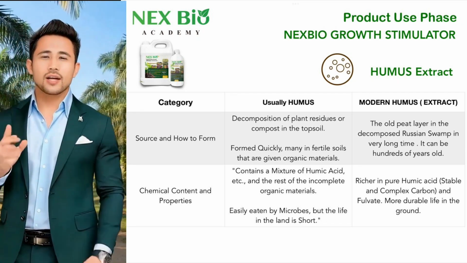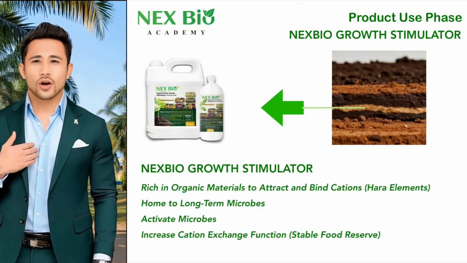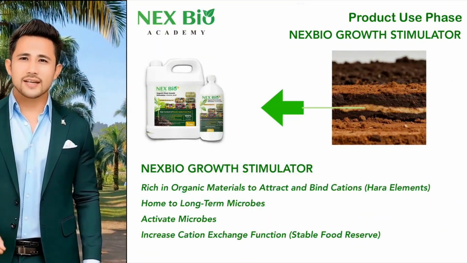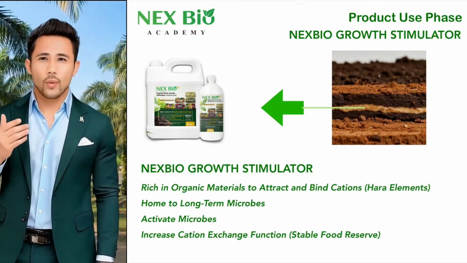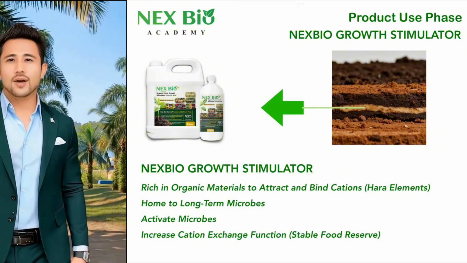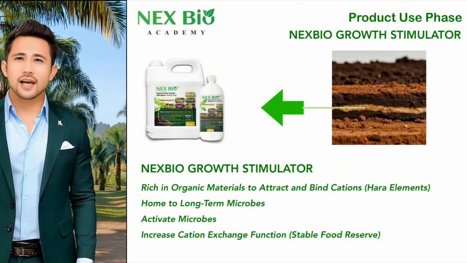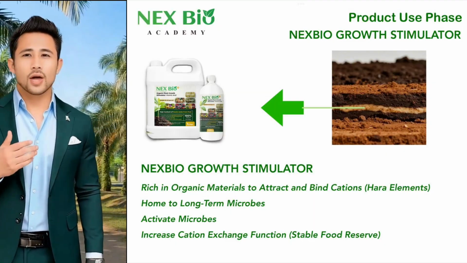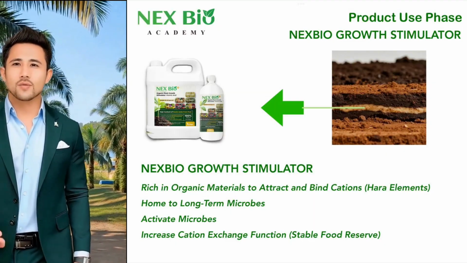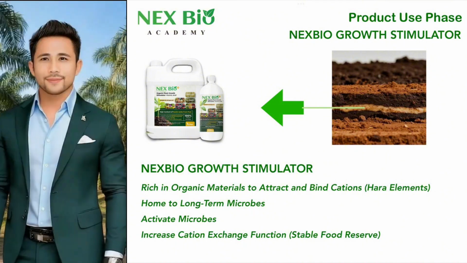Our product is the extract of the humus, Nexbio growth stimulator. So you can see the picture of the swamp in Russia. We take the Nexbio growth stimulator not from the top of the soil, but from the middle of the Russian swamp. And with technology we can make this peat become liquid in our product. It's called Nexbio growth stimulator.